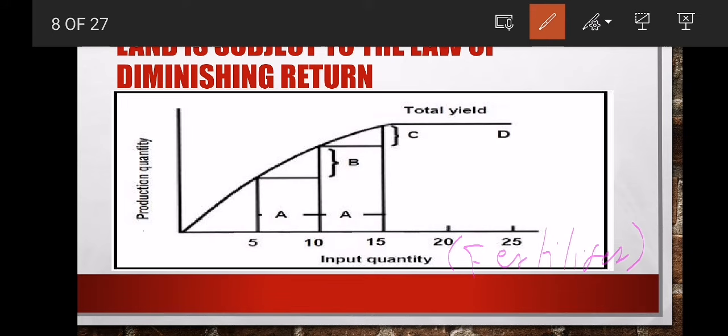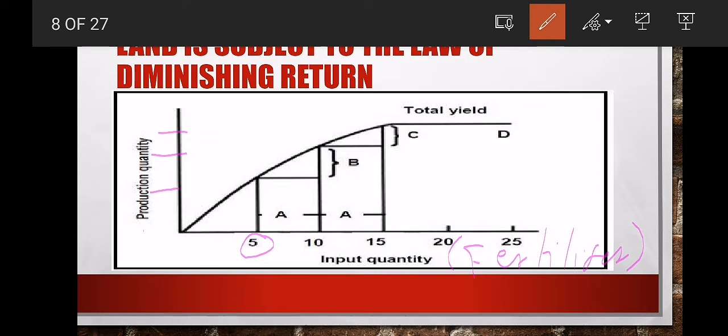Let's say you add 5 bags of fertilizer. The production increases. You add 10 bags of fertilizer, the production increases. You continue adding 15 bags of fertilizer, the production increases. But if you look at the level of increase, it gets lower as you keep on adding.